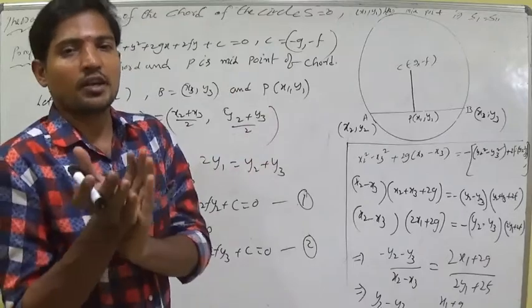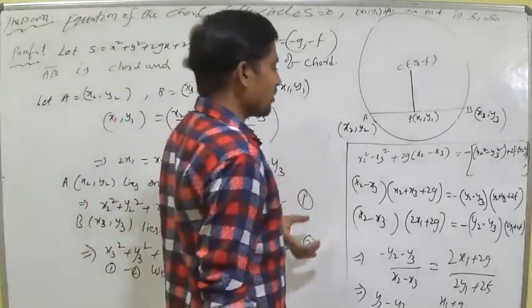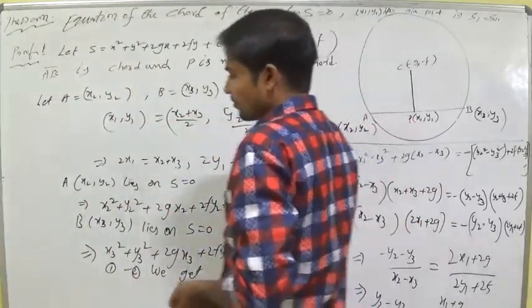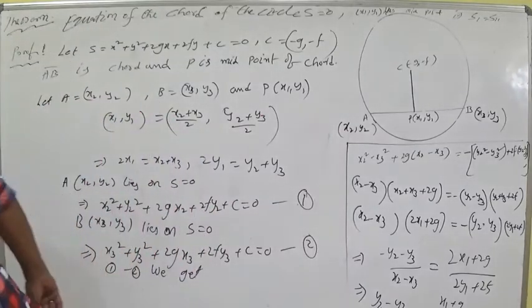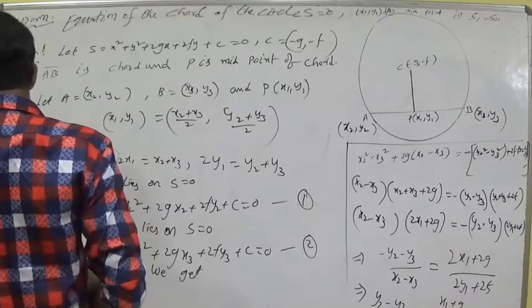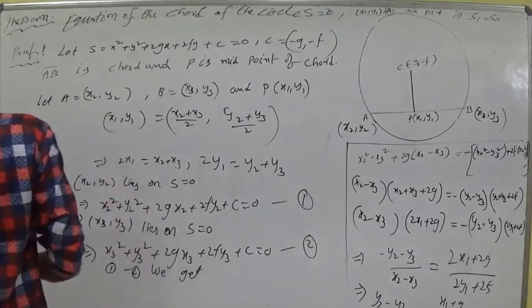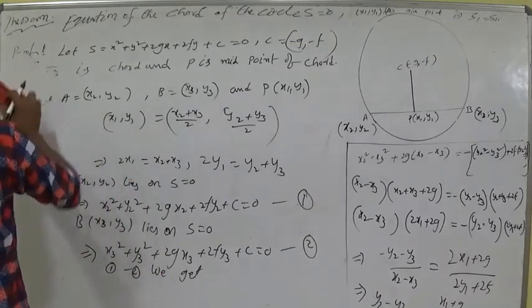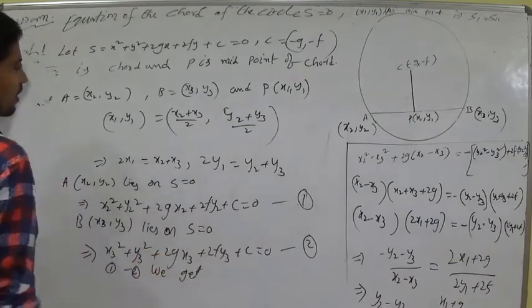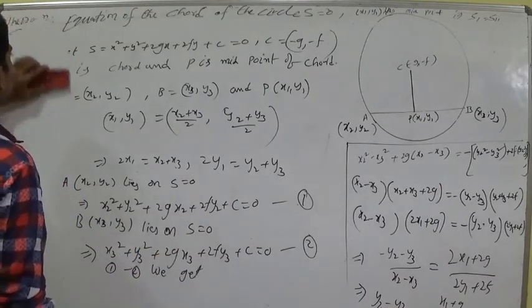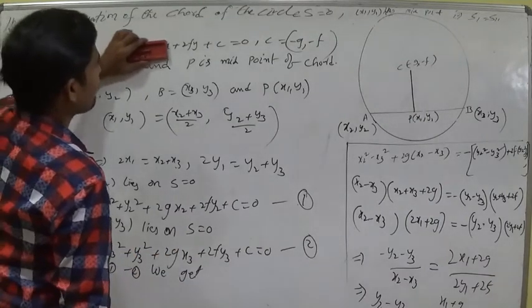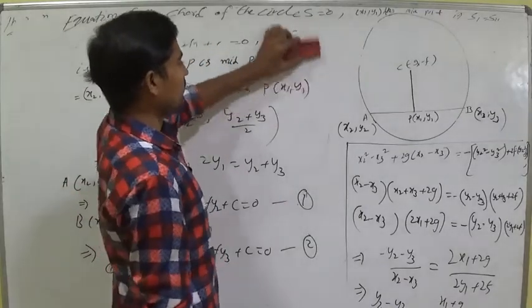That line is the chord. So the equation of a chord is y minus y1 is equal to m into (x minus x1). The equation of AB is this. Up to here clear now? I have to prove S1 is equal to S11.